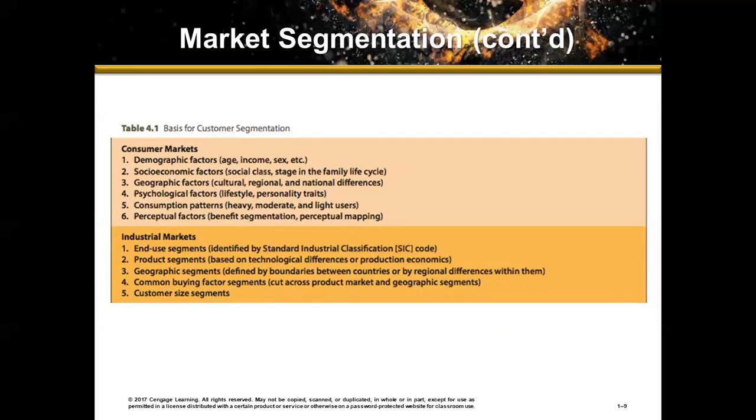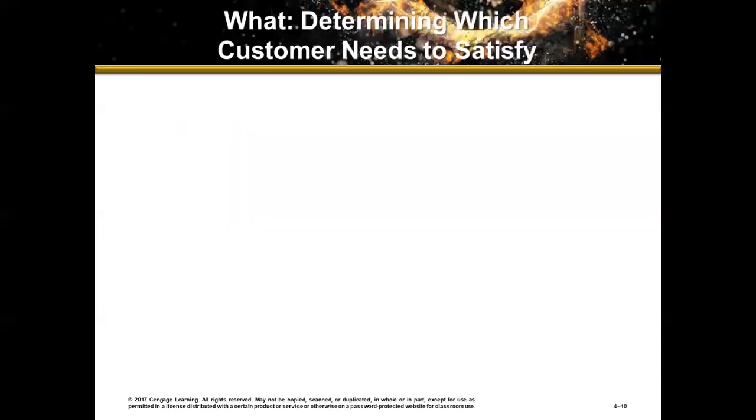For industrial markets, end-use segments are identified by Standard Industrial Classification or SIC code, product segments based on technological differences or production economics, geographic segments defined by boundaries between countries or by regional differences within them, common buying factor segments cut across the product market and geographic segments, and fifth, customer size segments.